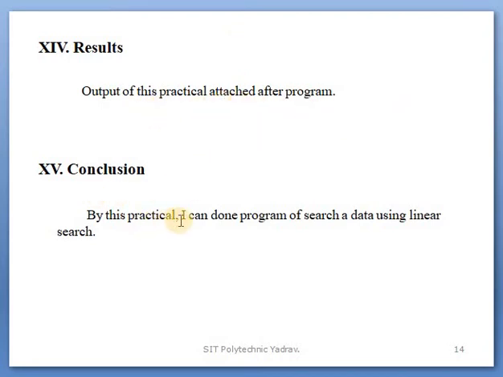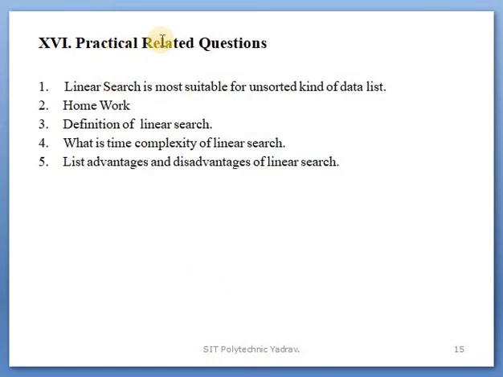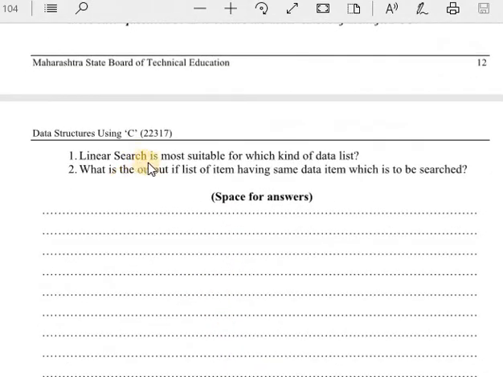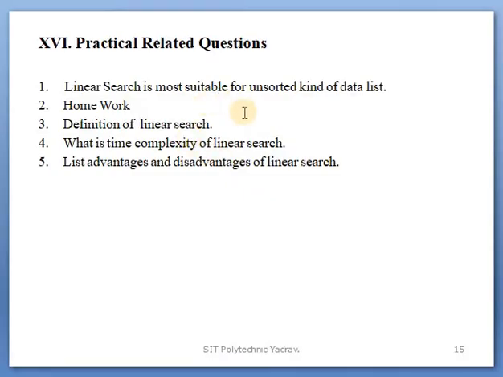Conclusion: by this practical I can write a program to search data using linear search. After that, the practical related questions. The first question: linear search is most suitable for which kind of data list? In unsorted data. Linear search is most suitable for an unsorted data list.